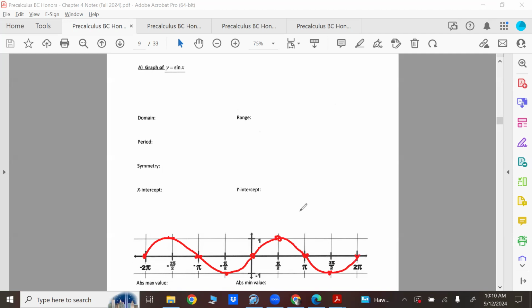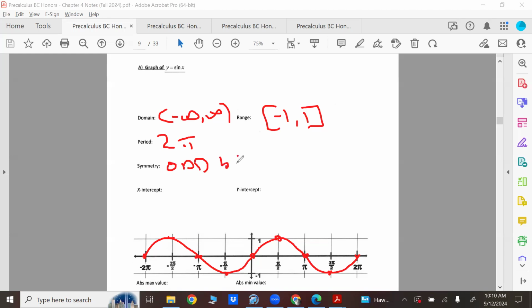All's good. Domain, what's the domain, guys? All real, totally, 100%. What's the range? Inclusive, good. Period's 2 pi. Odd symmetry, because sine of negative x is negative sine x. That's an identity, right? Also, if I rotate 180, do I get back to the same configuration? If I have the origin as my pivot point, yeah, okay.